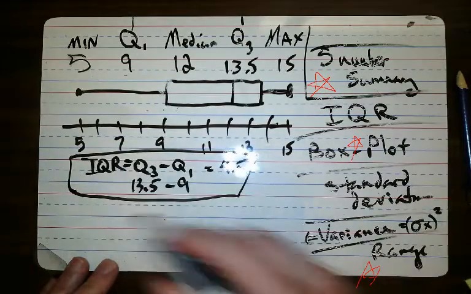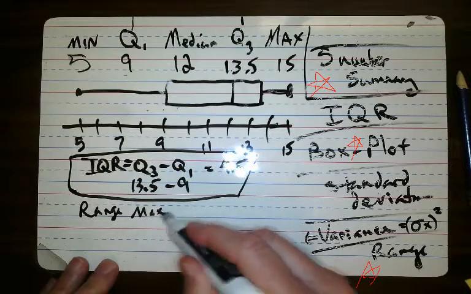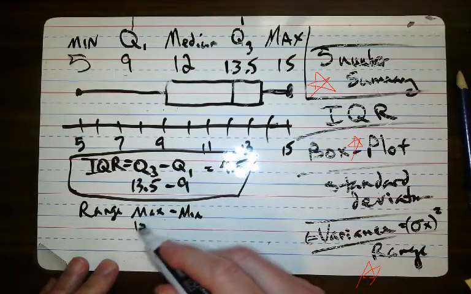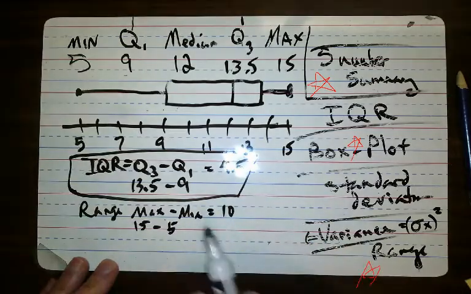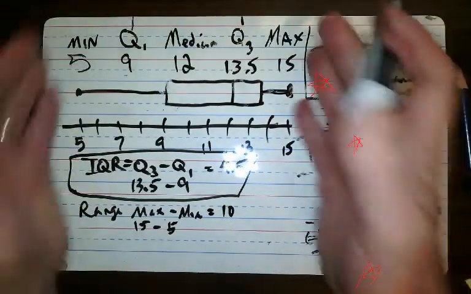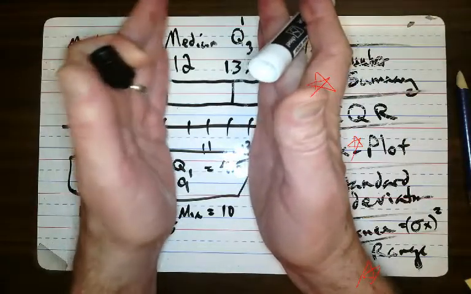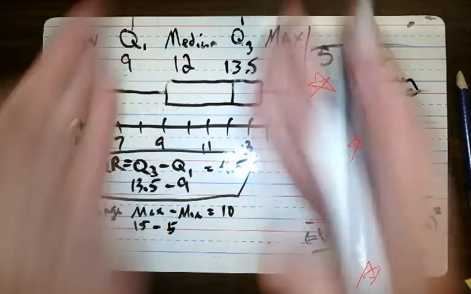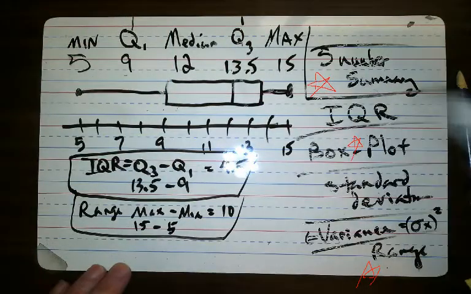Now remember, the range is different. The range is the top minus the bottom, max minus min. That's 15 minus 5. That's 10, right? So the range is always bigger than the IQR. It's huge. The range is from the top to the bottom. The IQR is from 1/4 to 3/4 of your data, so you're subtracting those numbers. So we know the range, we did the IQR.